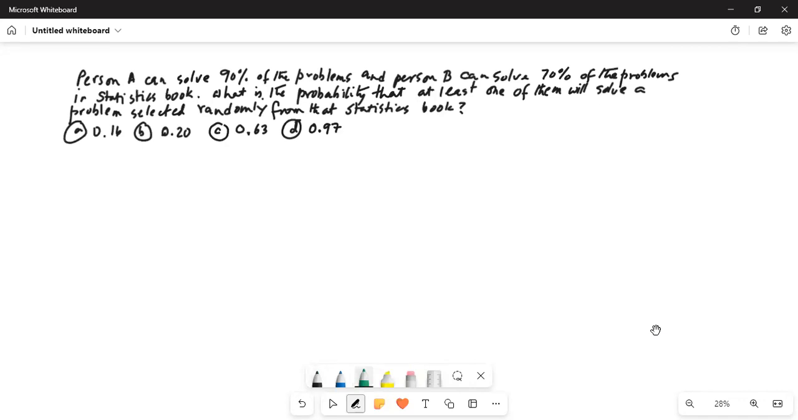Person A can solve 90% of the problems and person B can solve 70% of the problems in a statistics book. What is the probability that at least one of them will solve a problem selected randomly from that statistics book? And there are four alternatives. So let's work on this problem.